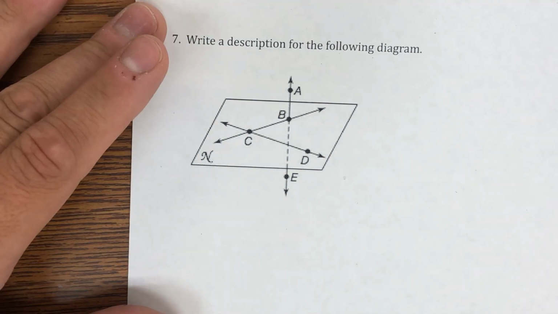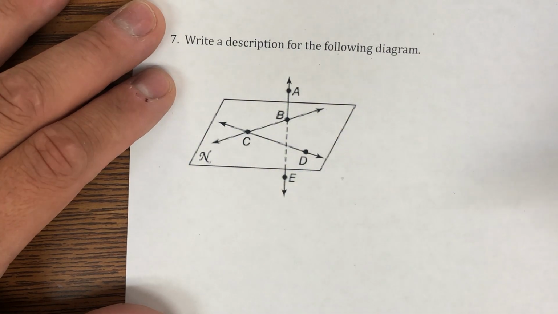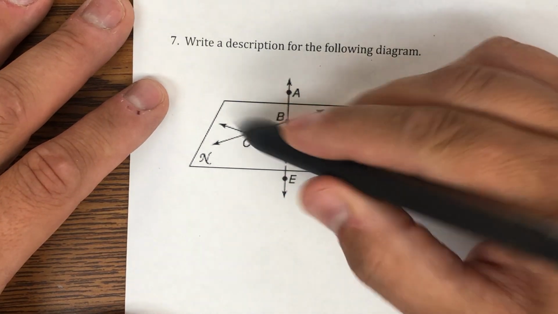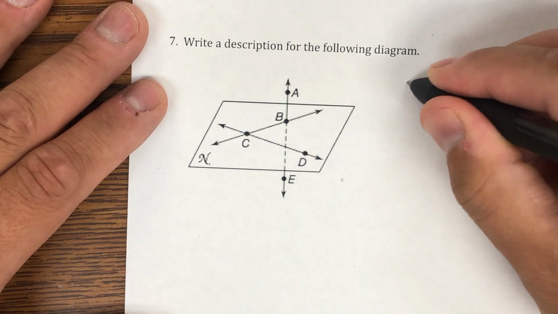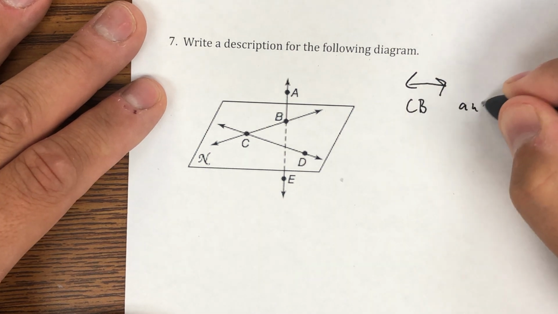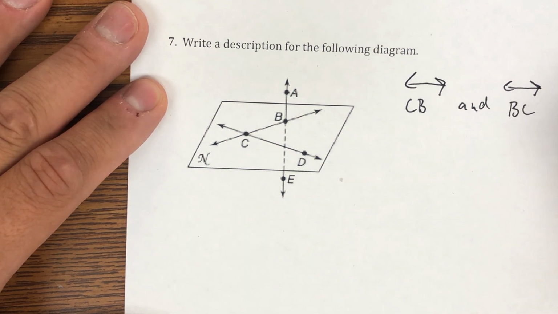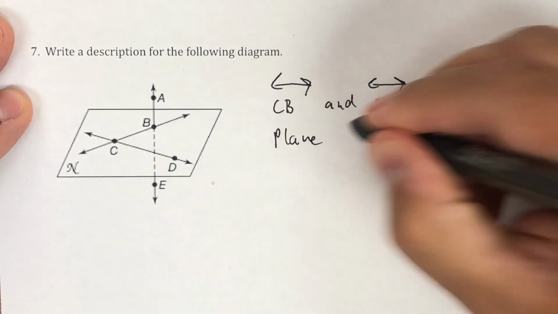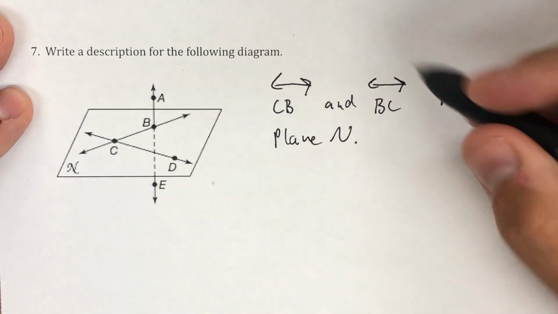And lastly, writing a description of the following diagram. If you're asked to write a description, be very specific. Say everything that you see. Make it very obvious. The first thing I see is I have plane N. So in plane N, we have line CB and CD. So line CB and line CD, I'm going to start by saying that. Line CB and line BC lie on plane N.